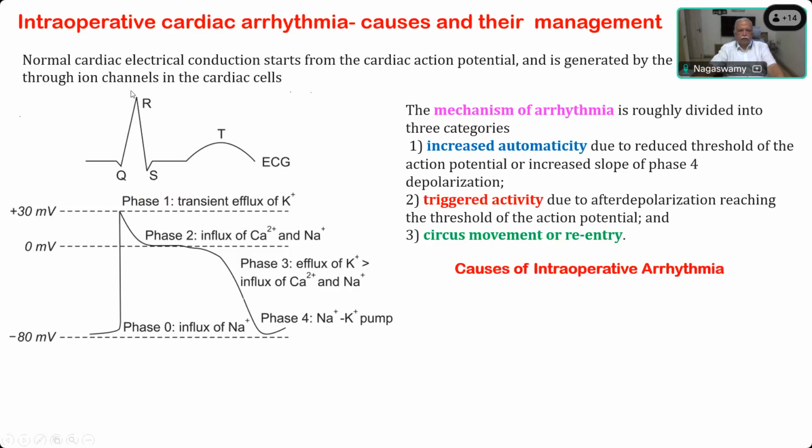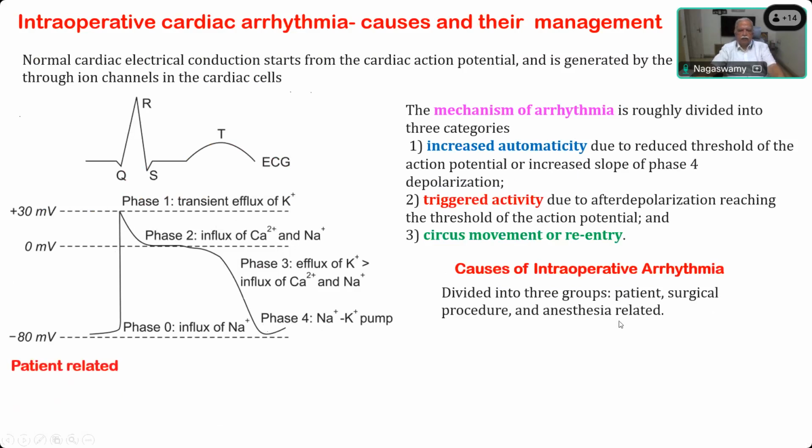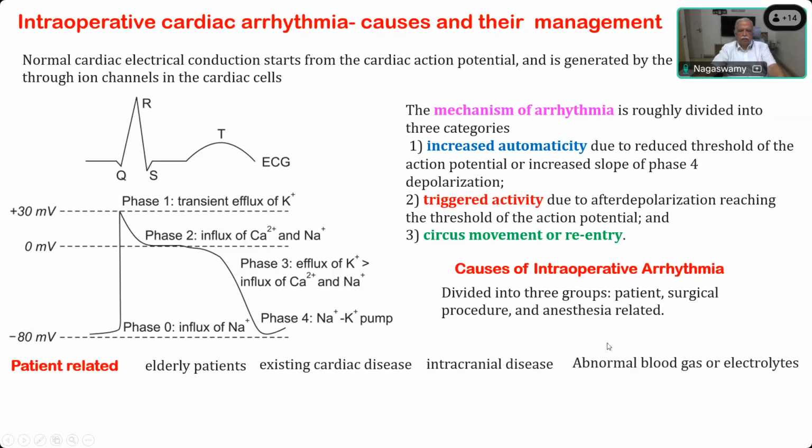So this is a normal ECG, and these are all the various phases of the myocyte action potential, and the ions and the channels involved are given in this picture. Now, causes of intraoperative arrhythmia are divided into three groups, namely patient, surgical procedure, and anesthesia related. Patient related causes are elderly patients, existing cardiac disease, intracranial disease, abnormal blood gas and electrolytes. So these patients are more prone to develop an arrhythmia intraoperatively.